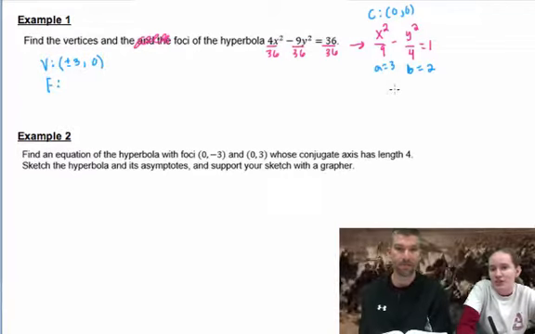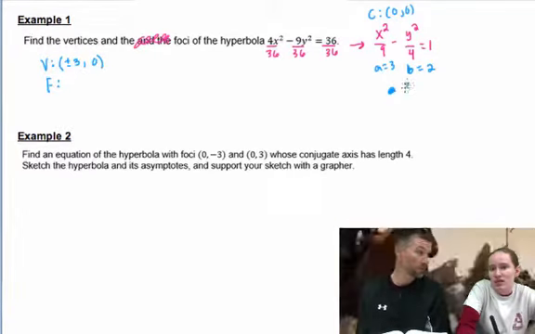Okay. Our foci, we need to figure out what c is. So a squared plus b squared.